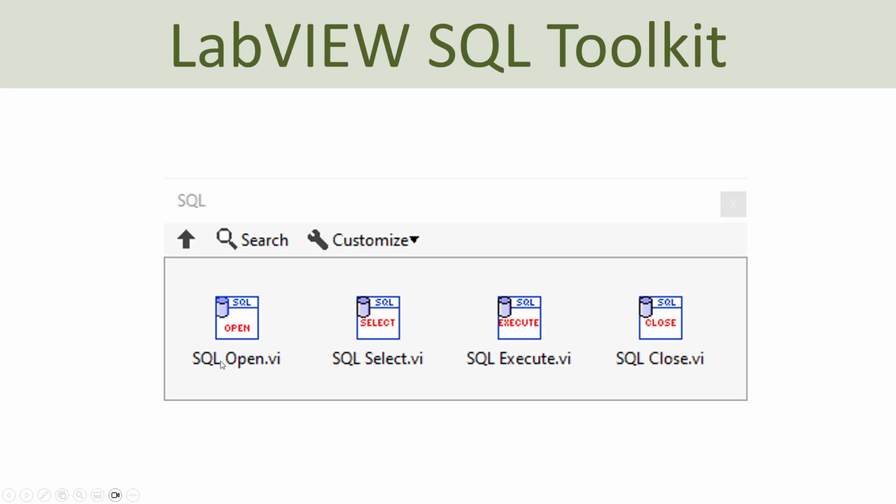You use SQL Open in order to open the connection to an SQL database. Then you use either Select in order to retrieve data from the database, or Execute in order to insert or update data inside the database. And then finally you will use SQL Close in order to close the connection to the database.